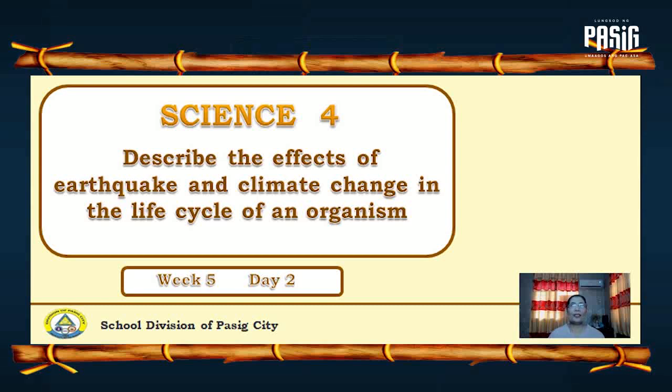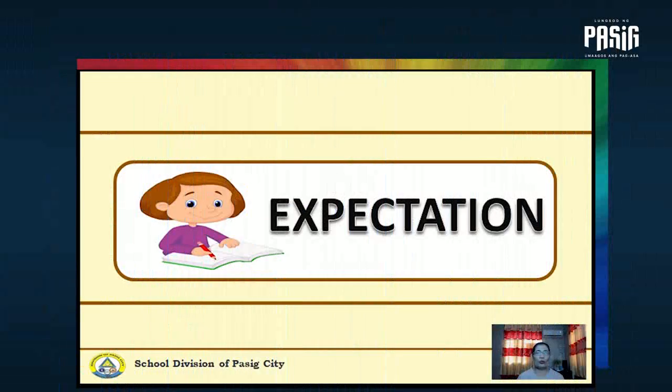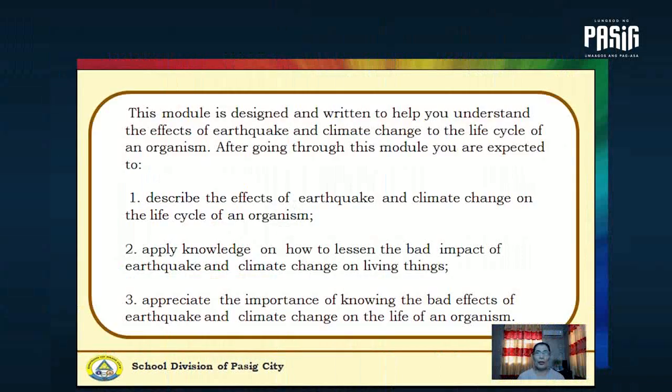This module is designed and written to help you understand the effects of earthquake and climate change on the life cycle of an organism. After going through this module, you are expected to: 1. Describe the effects of earthquake and climate change on the life cycle of an organism. 2. Apply knowledge on how to lessen the bad impact of earthquake and climate change on living things. And number 3, appreciate the importance of knowing the bad effects of earthquake and climate change on the life cycle of an organism.